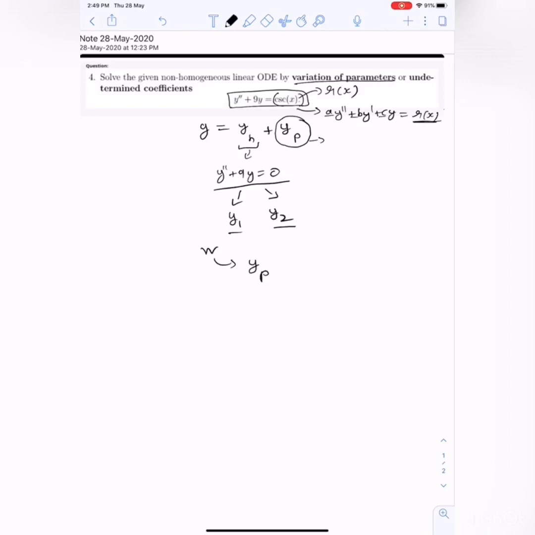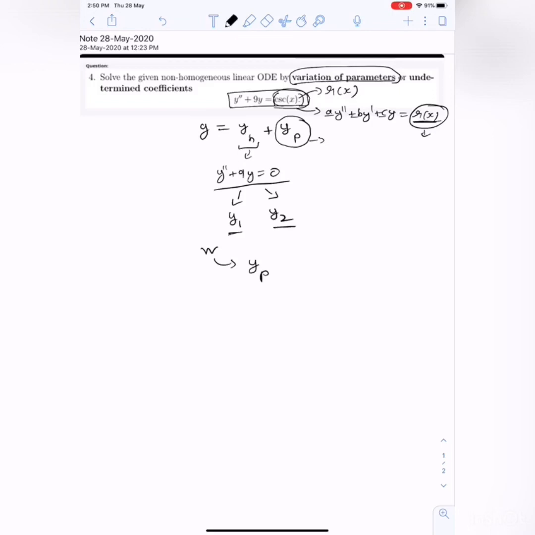If r of x is quite simple, we can use variation of parameters to solve it. Otherwise, if it is complicated, then variation of parameters would actually make it a bit harder. So this is useful when r of x is relatively small and simple. Let's see how to solve this using variation of parameters. Solving the homogeneous part would give us y1 and y2.